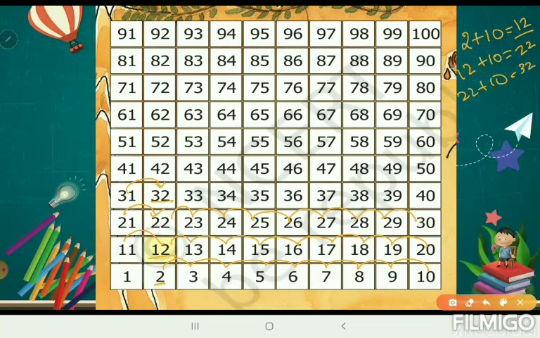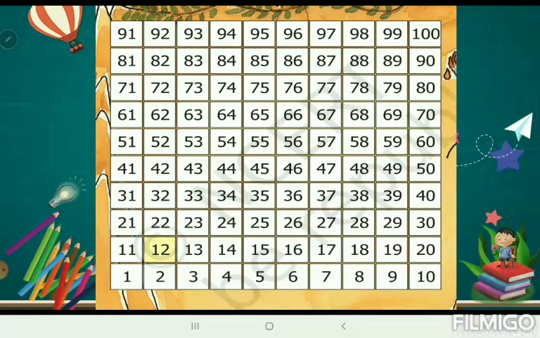So children, do you see any pattern that is formed here? Every time I'm adding 10, I'm going one step up. So there is a pattern formed. So instead of counting like this each step, I can go one step up and get my answer.